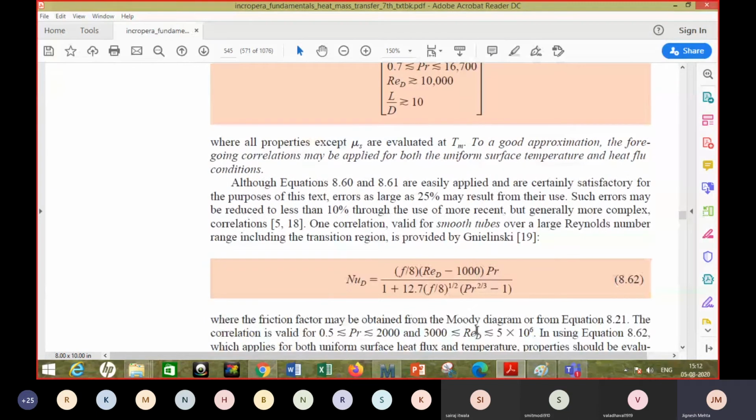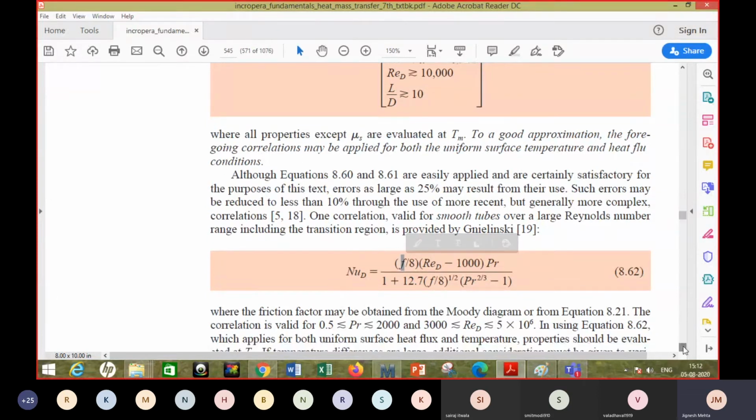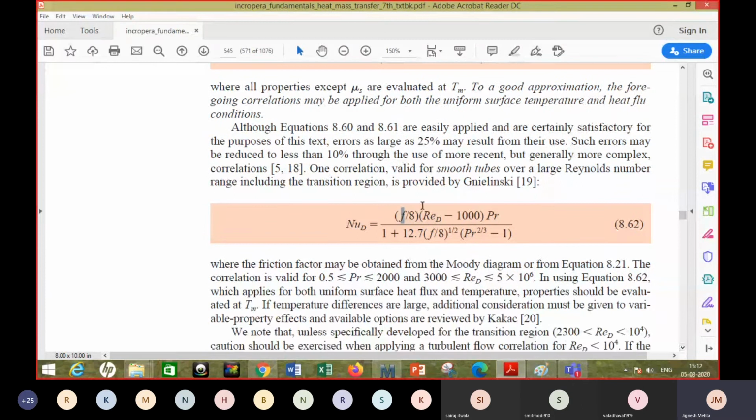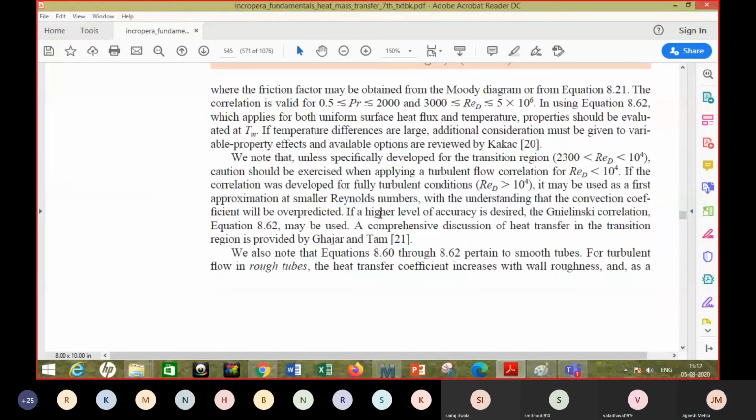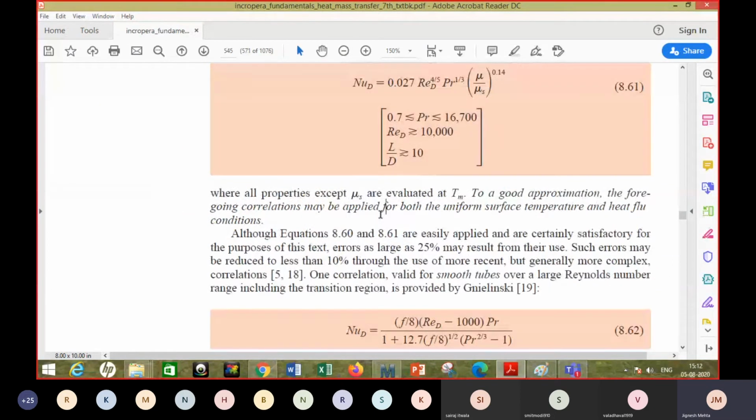And then another one is by Gnielinski, and for that you have to first get F, right, which you can get with the Petukhov correlation, and then you can get the Nusselt number. This is applicable for somewhat higher Prandtl numbers also. So when you are using oils with very high Prandtl numbers, you might go for this correlation. But if your Prandtl number is up to 160, then you can still go for the Dittus-Boelter correlation. So these are the correlations for turbulent flow.